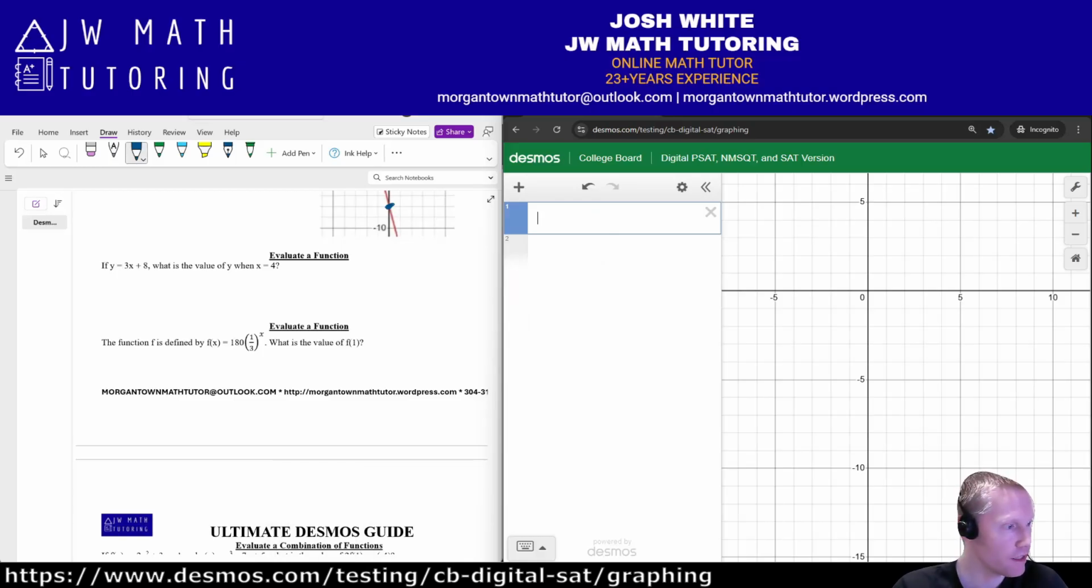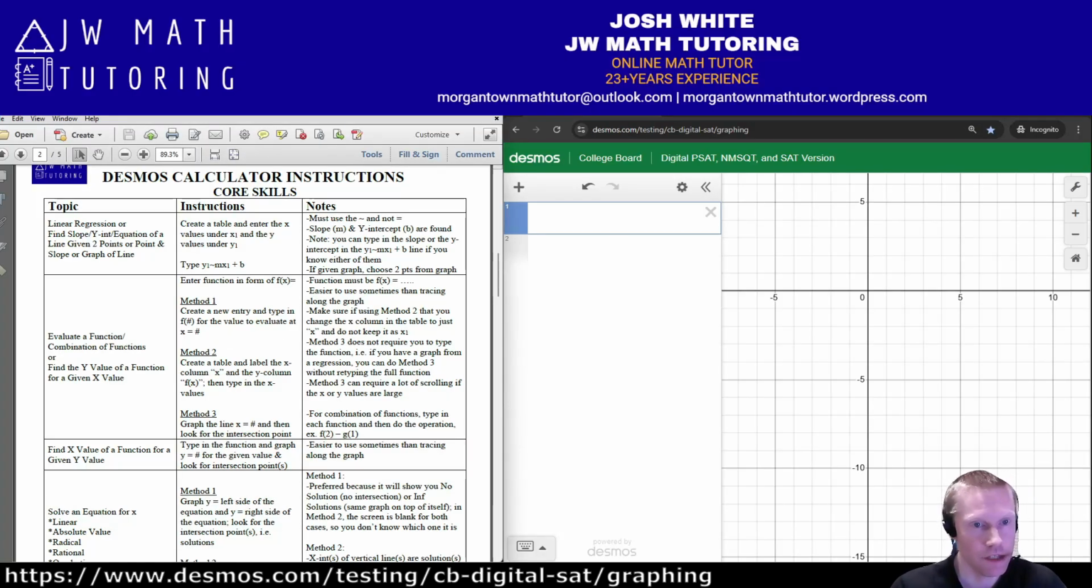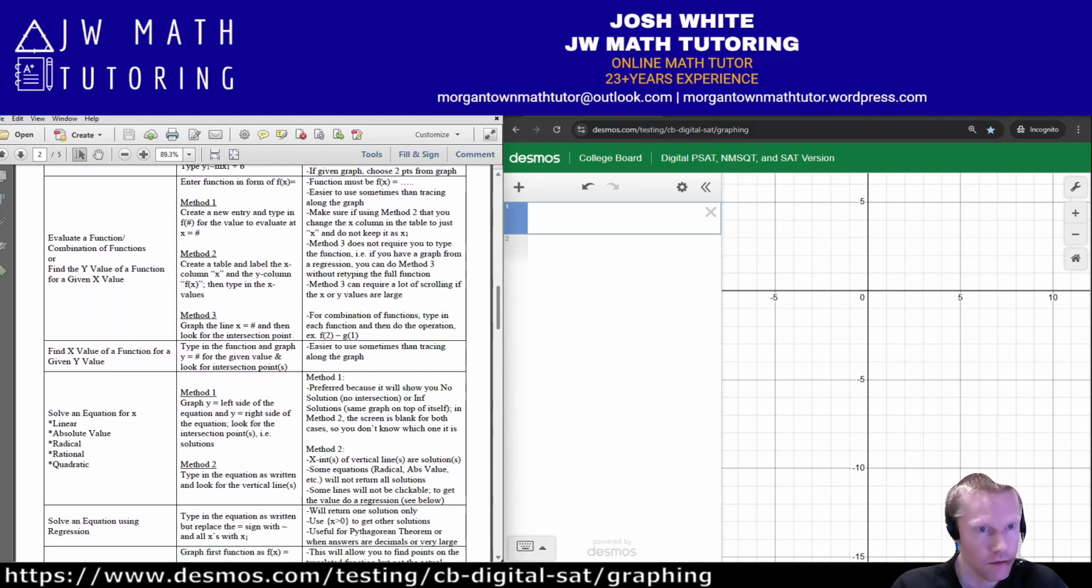All right, so now let's go back to the sheet and we look at the next thing on it, on page 2, which is evaluate a function or combination of functions. Or another way to think of this is basically find a y value of a function for a given x value. So these all kind of mean essentially the same thing. They're just different ways of describing it or talking about the problem. So there are actually 3 different ways that you can do this. So just to show you real briefly the 3 different ways, and then we'll look at some problems.